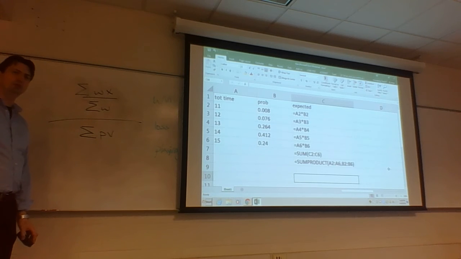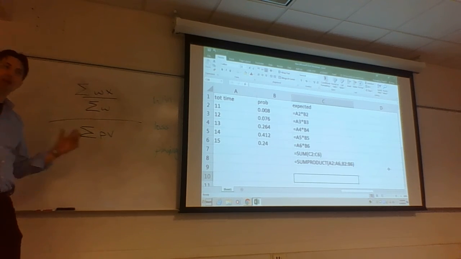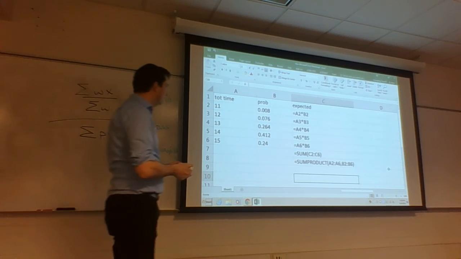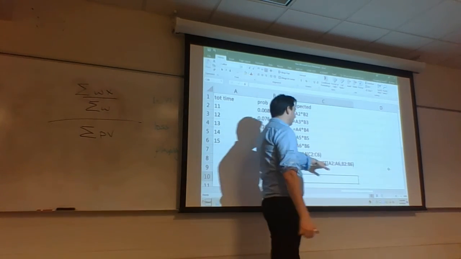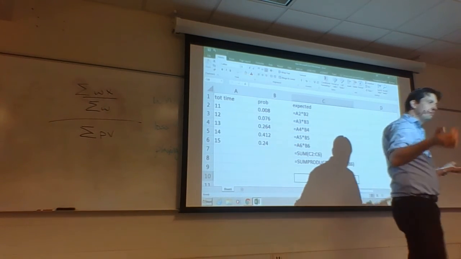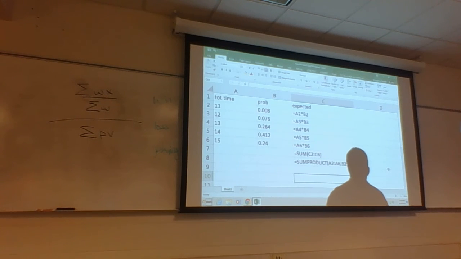But what's the sum of the probabilities? Always 1, because something has to happen. So in this case, I can just use exactly the same thing. I don't have to worry about dividing by the sum of all probabilities because we know something has to happen. Any questions on this?